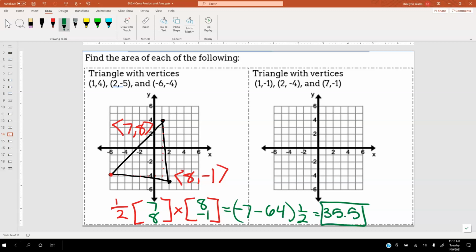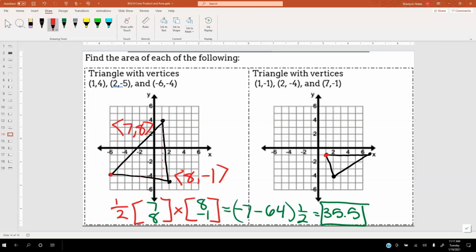Okay, let's do it again for this next one. This one starts at 1, negative 1. Then over 2, down 4. So 1, 2, 3, 4. And then over 7, down 1. That's not too bad. This one would be just as easy to find the area the normal way. Okay, so I'm going to pick a point to be my initial point.